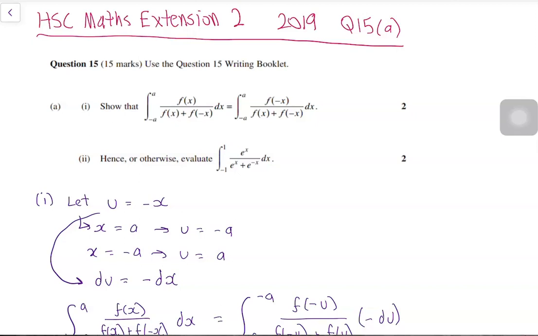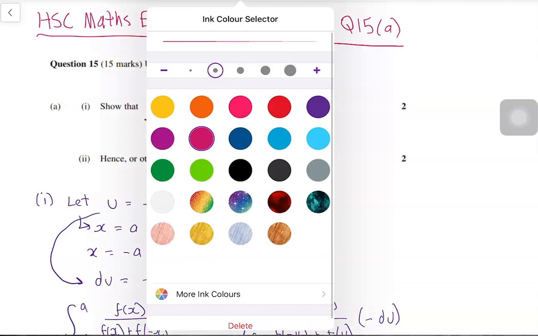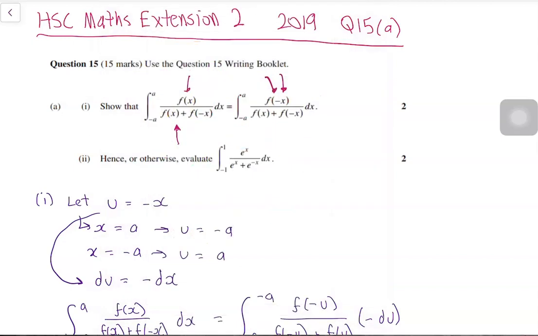So let's have a look at the first part. Some quick observations. The main difference between these two sides is we have an x on the left hand side and a minus x on the right hand side in the numerator. What we could do is to try to convert this x into a minus x. And what I've got here is using the u substitution of u equals minus x.